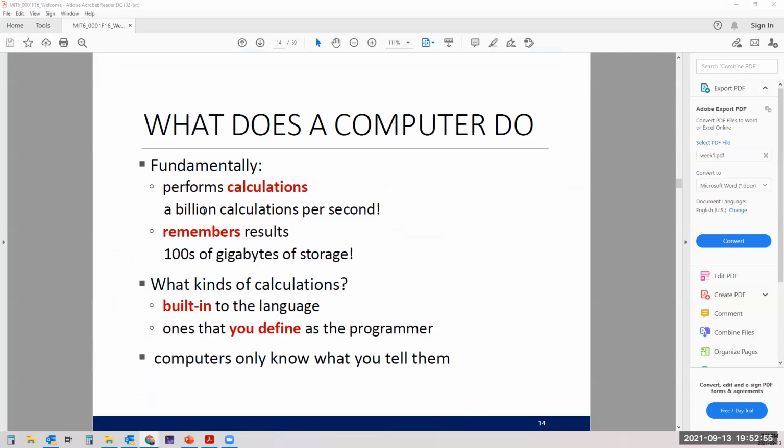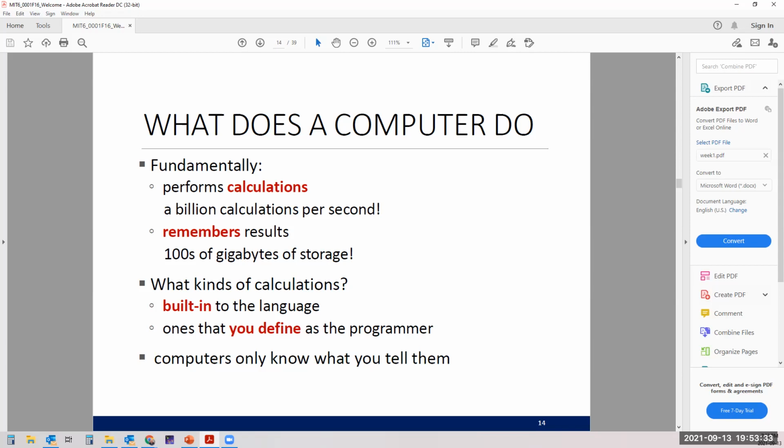So fundamentally, the computer is doing calculations, one billion calculations per second nowadays. This results from the fact that nowadays computers have memory, hundreds of gigabytes of storage. I remember when I was an undergrad in 1995, that year we started using the floppy disk, the 3.5 inch floppy disk.